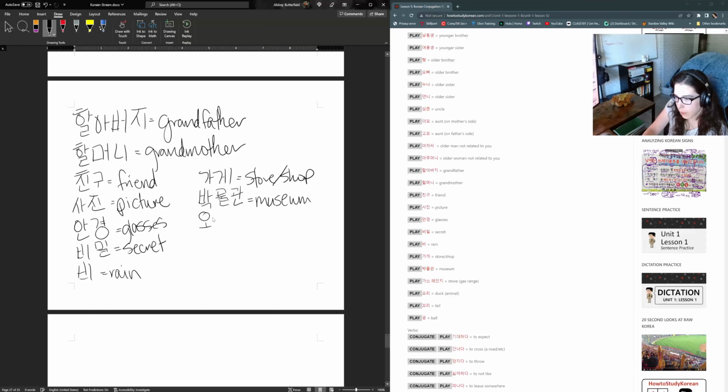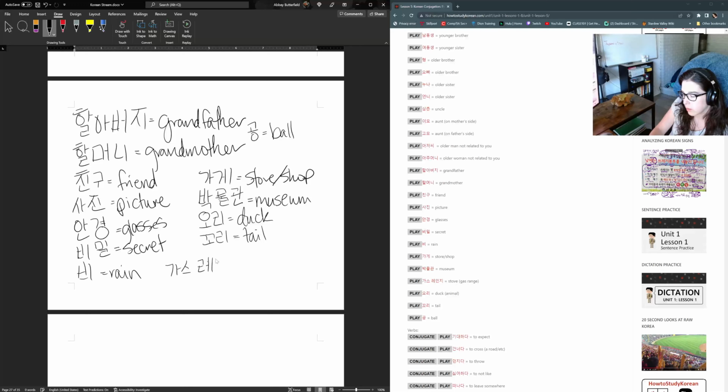See? Duck. Tail. And ball. I'm gonna move this actually. Let me put this up here. And then down here we can do the 가스레인지. Stove, gas range. There you go.